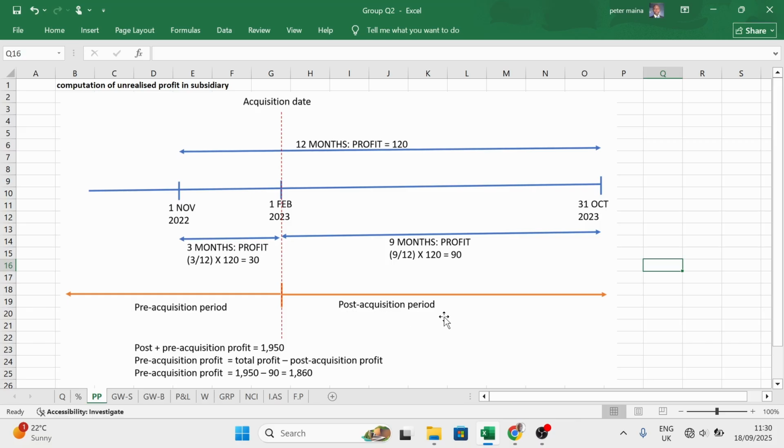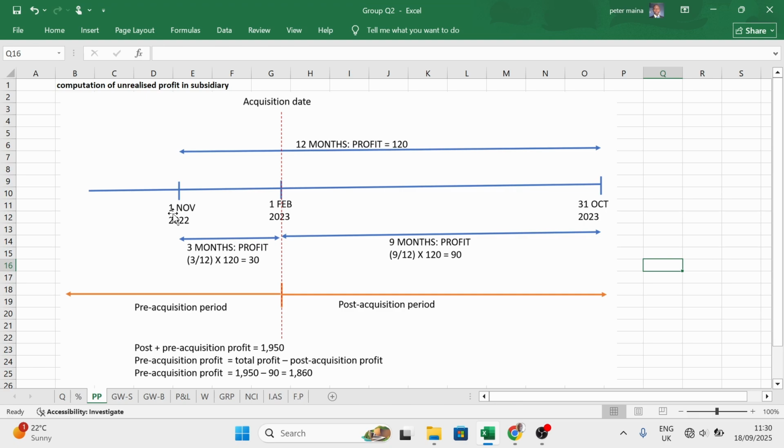For us to calculate the goodwill, we use the pre-acquisition profit, not the post-acquisition profit. So what is the pre-acquisition profit? We take the profit for these 3 months, which is 3 over 12 times 120, 30. Remember that this profit is just between 1st November and 1st February. And then we add whatever profit the subsidiary had from 1st November 2022 moving backwards. This whole side is the pre-acquisition period. So it is going to be for these 3 months plus all the other previous years.